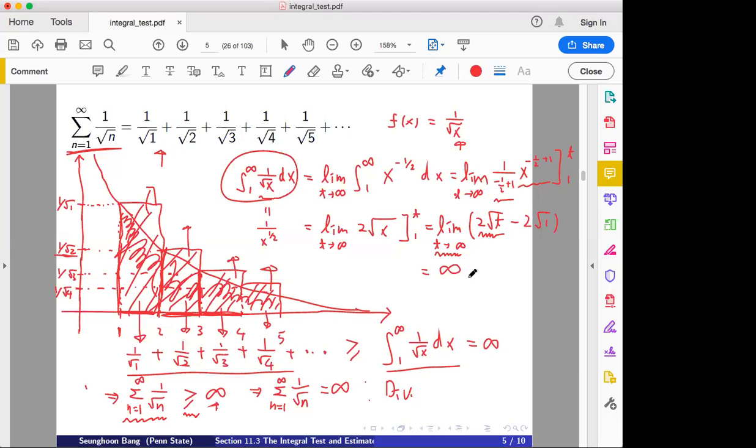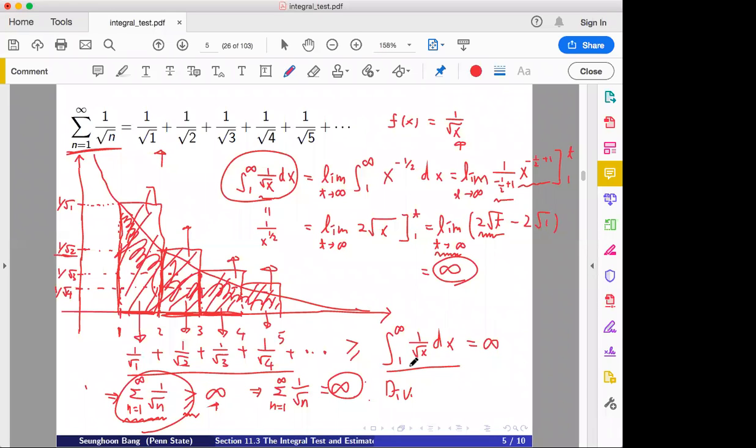So how can you know whether this series is convergent or divergent depending on the improper integral? If the improper integral is infinity, automatically the corresponding series is infinity. This is the idea for checking whether the series is convergent or divergent. You don't need to check whether the summation is larger or smaller than the integral. This is only an explanation.